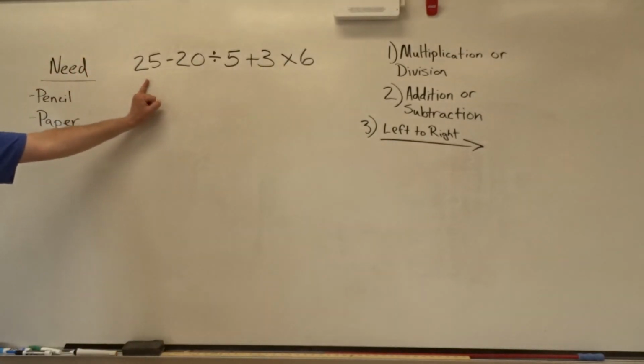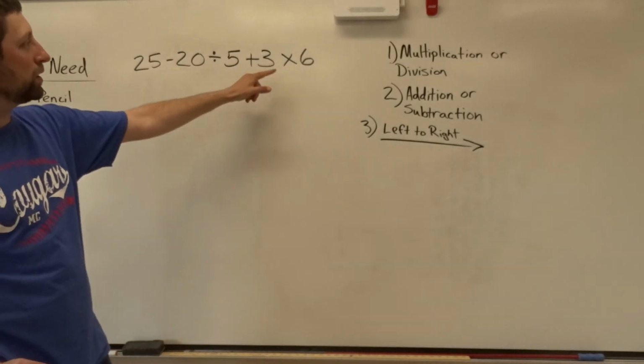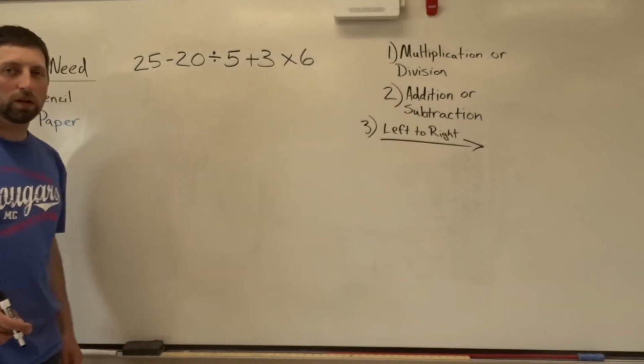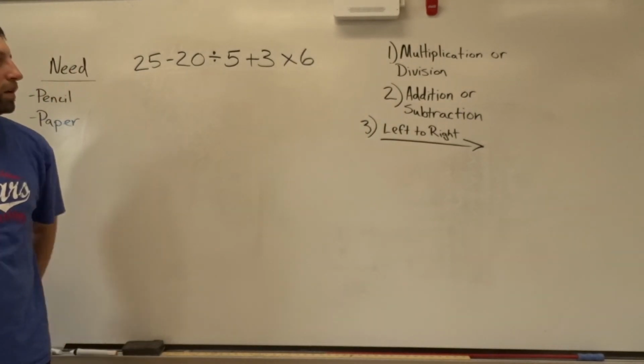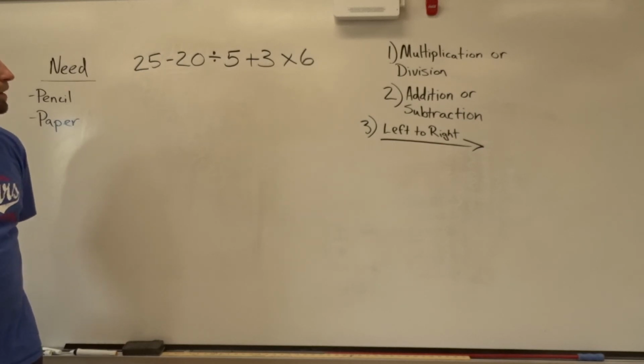I also want you to try this one on your own piece of paper. 25 minus 20 divided by 5 plus 3 times 6. Hit pause right now and try it on your own. Okay, welcome back. I'll go through this last example.